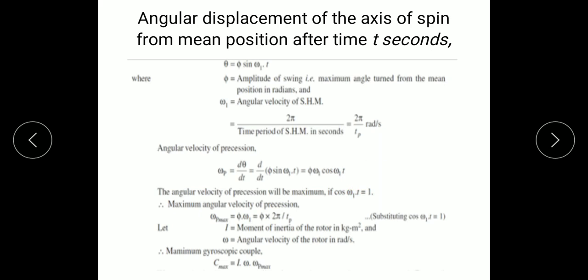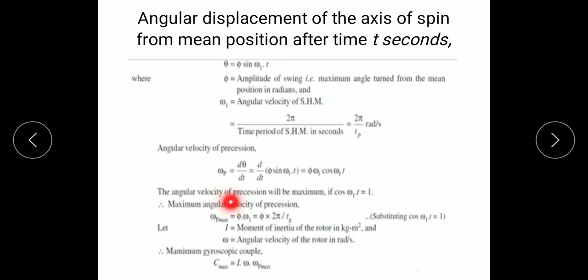So here we have to differentiate phi sin omega 1 t with respect to t. Sin differentiation gives cos, so phi into cos omega 1 t. Again we differentiate t, so t gives 1 and omega 1 remains. Finally phi omega 1 cos omega 1 t. So that is omega p.